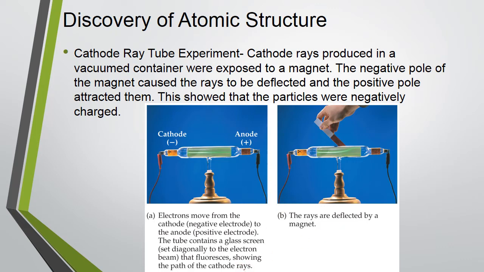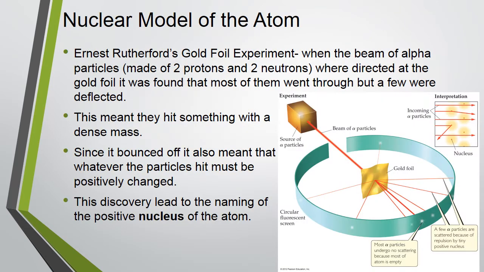Now, when they figured out that these particles were negative, it showed us that atoms have their first subatomic particle, and it's negatively charged. And we all know that particle now to be called the electron. So that was our discovery of the electron.